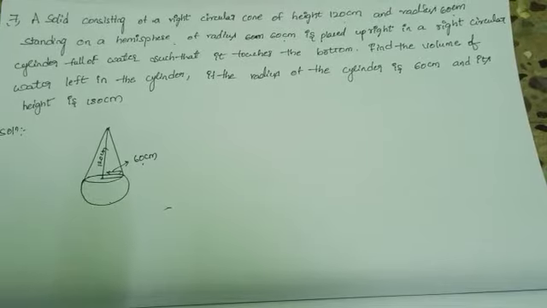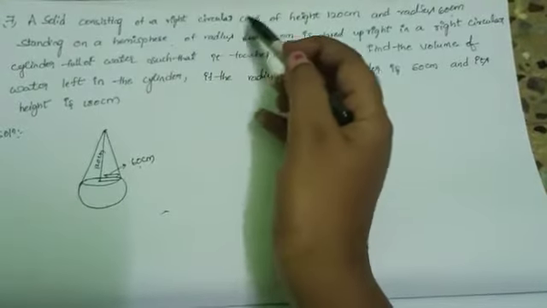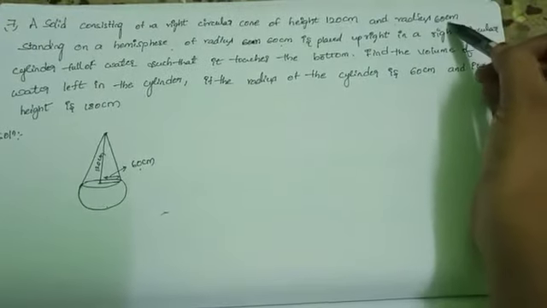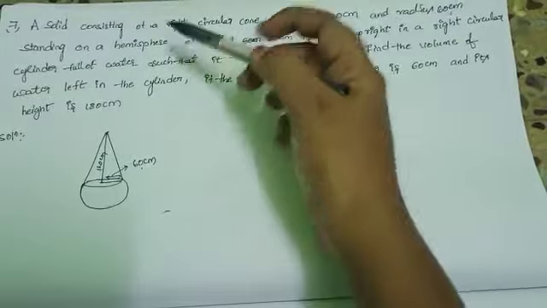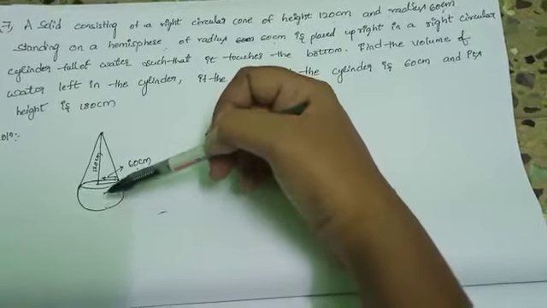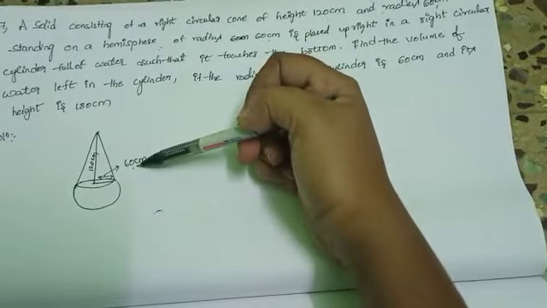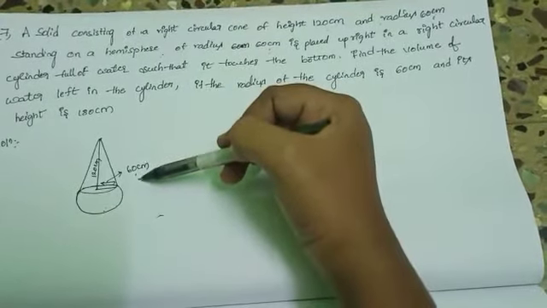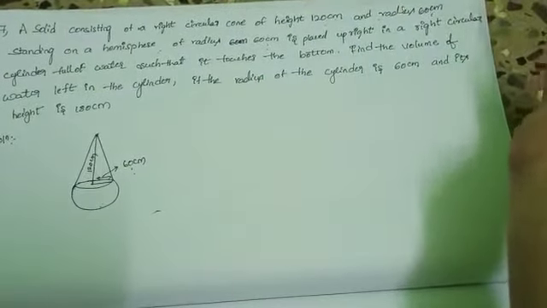Let's discuss seventh question in exercise 13.2. A solid consisting of a right circular cone of height 120 cm and radius 60 centimeters standing on a hemisphere. Let's draw the figure. See, this is a solid. Here, cone standing on hemisphere. Given radius of the cone is 60 centimeter and radius of the hemisphere is 60 centimeter and height of the cone is 120 centimeter. Okay.